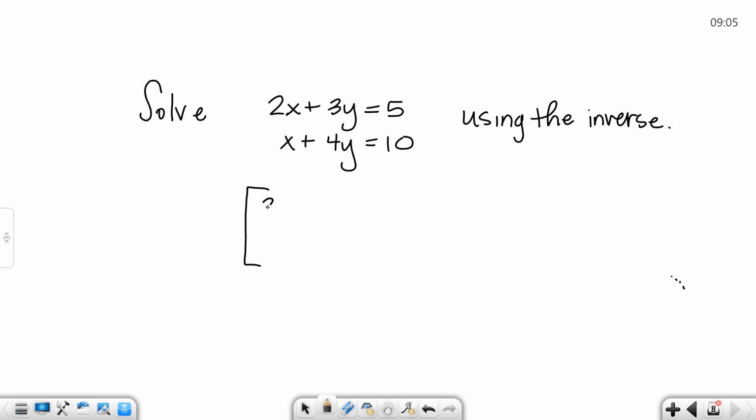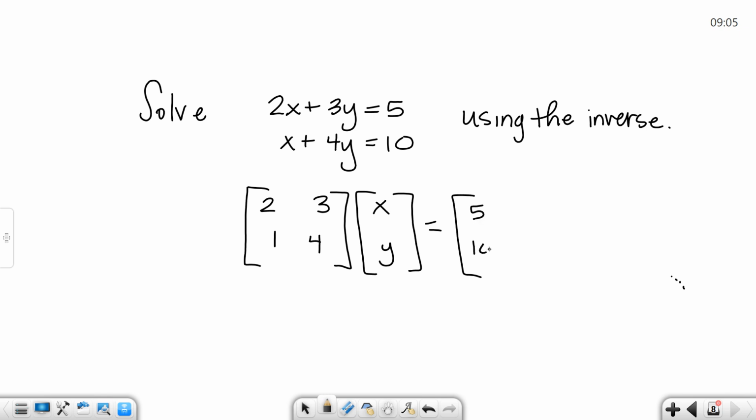I'm not going to write it that way. I'm just going to write it like this. Let's say it this way. So I have my coefficient matrix, and I have my variable matrix, and I have my constant matrix. 2, 3, 1, 4, x, y. There we go. That's how it looks. Okay, so basically what I'm asking for is xy.